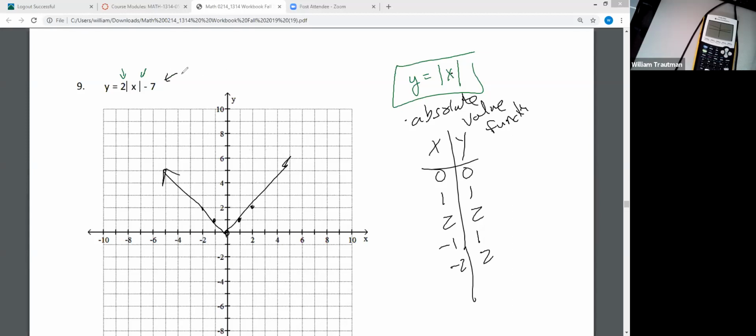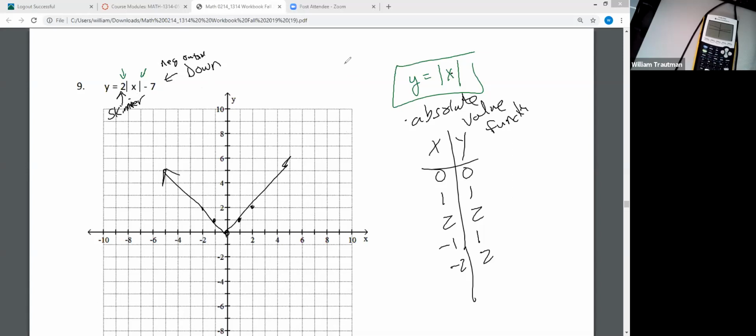A negative on the outside is going to move it down. And then a 2 in front of it makes it skinnier. Skinnier. All right. So let's take a look on my calculator.